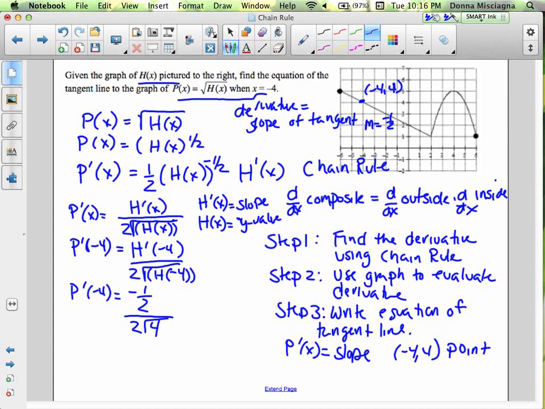All right? So I'm going to write this as 2 fractions. So this is -1/2 dividing by 2 square roots of 4, which is the same as multiplying by 1 over 2 square roots of 4. And the square root of 4 is just 2. All right, and so that's going to give us -1/8. So p prime of -4 is -1/8.